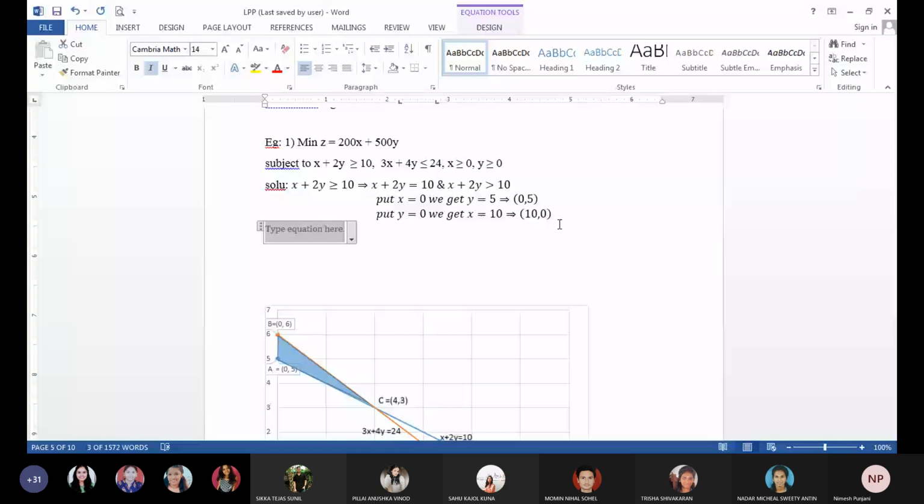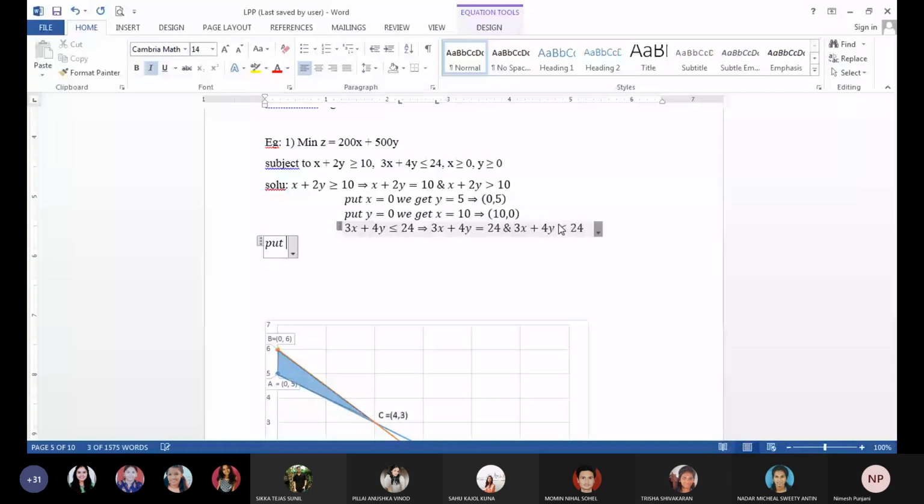Then we consider the second line, that is 3x plus 4y less than or equal to 24. So 3x plus 4y equals to 24 and 3x plus 4y less than 24. Same technique we will apply, put x as 0. What is the value of y we get? 6.